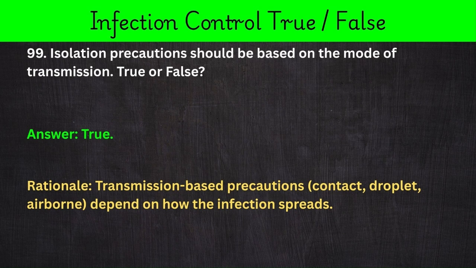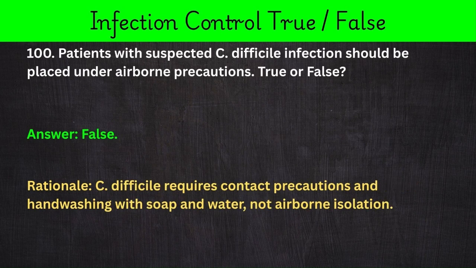True or false? Answer: true. Rationale: transmission-based precautions, contact, droplet, airborne, depend on how the infection spreads. 100. Patients with suspected C. difficile infection should be placed under airborne precautions.